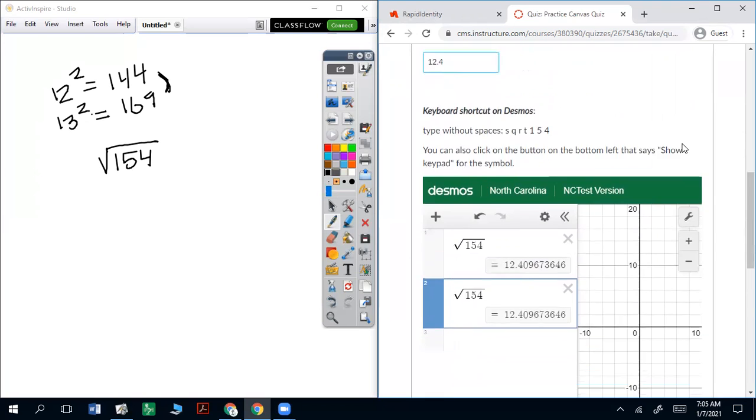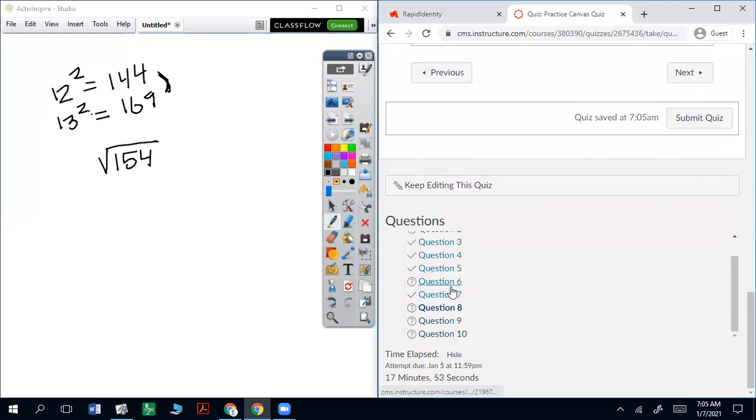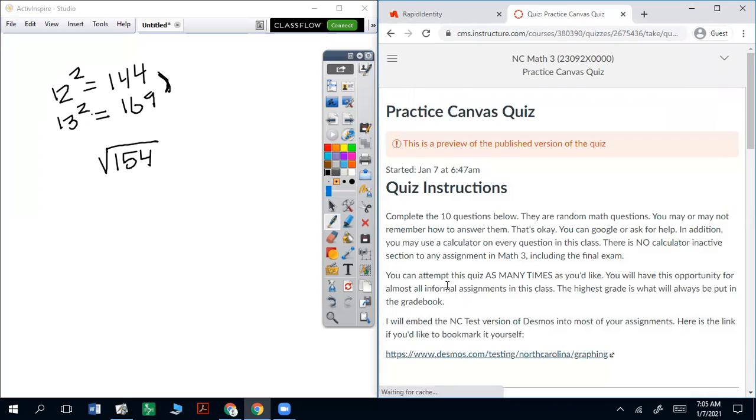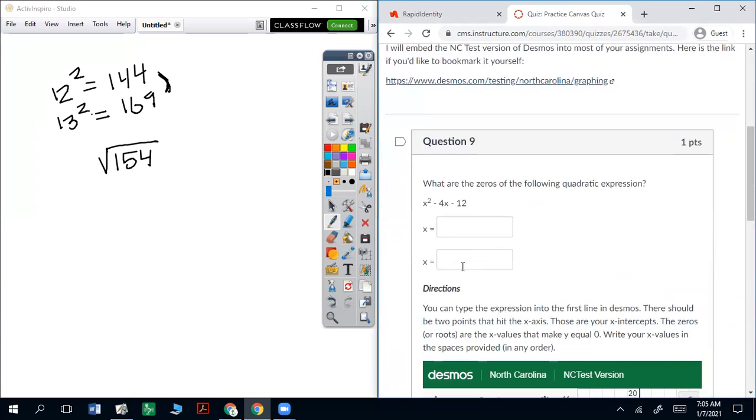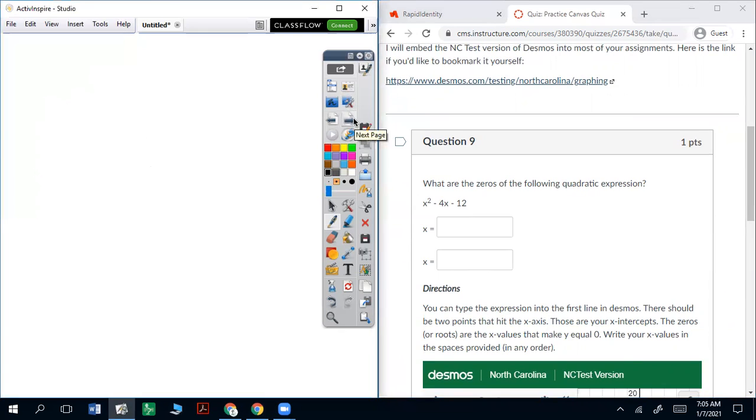Okay, 2 more questions. Number 9. Number 9 is asking, what are the zeros of the quadratic expression x squared minus 4x minus 12? Zeros are what number? In other words, when x equals some number, then y equals 0. Those are zeros.